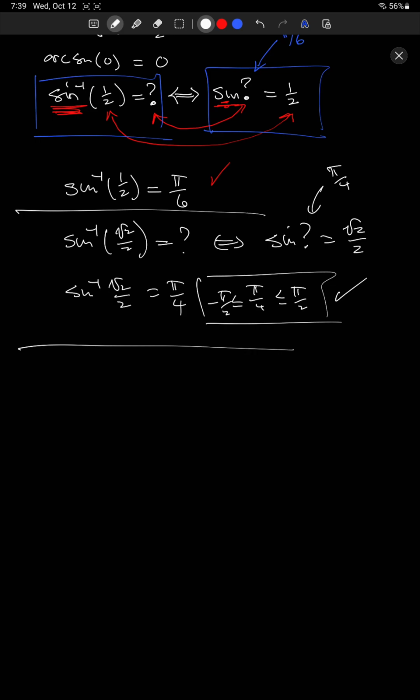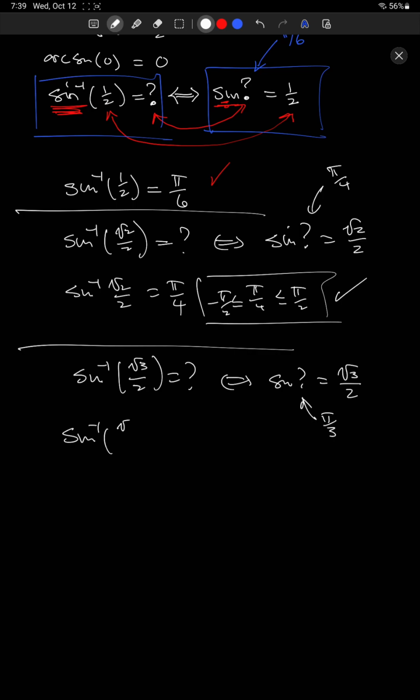All right, one more. Arc sine of, let's say, root 3 over 2 equals what? This is the same as sine of what is equal to root 3 over 2. And again, we've memorized this. Sine of pi over 3 is root 3 over 2. And so arc sine of root 3 over 2 should be pi over 3.